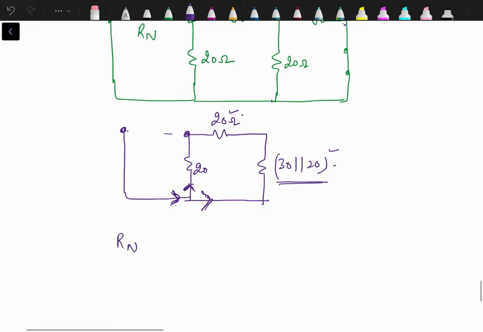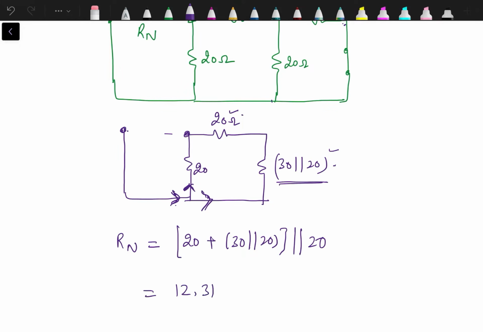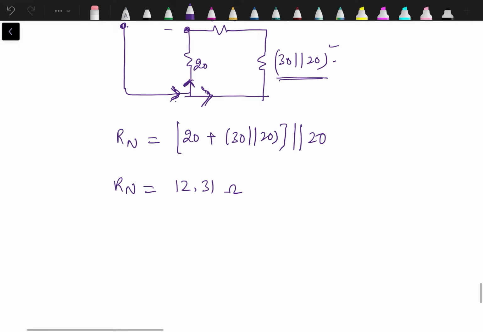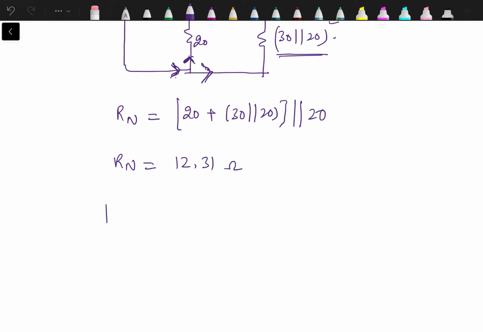So Rn is actually 20 plus the parallel combination of 30 and 20, and this whole again in parallel with 20. When we solve this, then Rn is 12.31. Now you can solve this on your own and check your answer. Once we have the value of In, that is the short circuit current, and the Norton resistance, then we can draw the Norton's equivalent. Rn is 12.31.